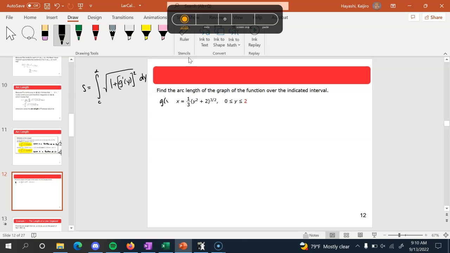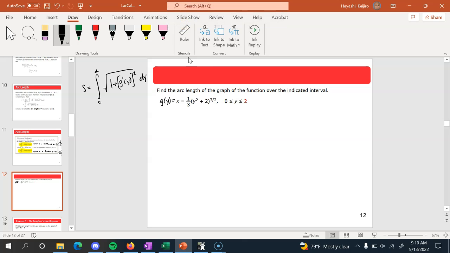So this is g of y. It's a function of y. Just like you might say y equals f of x, you can say x equals g of y.